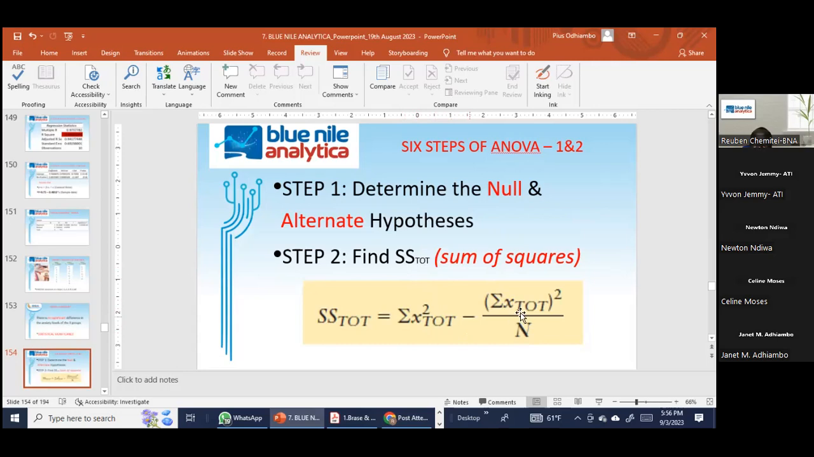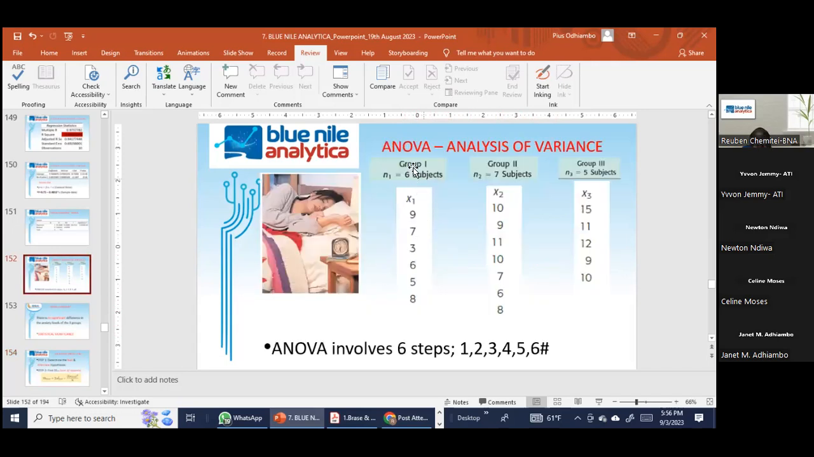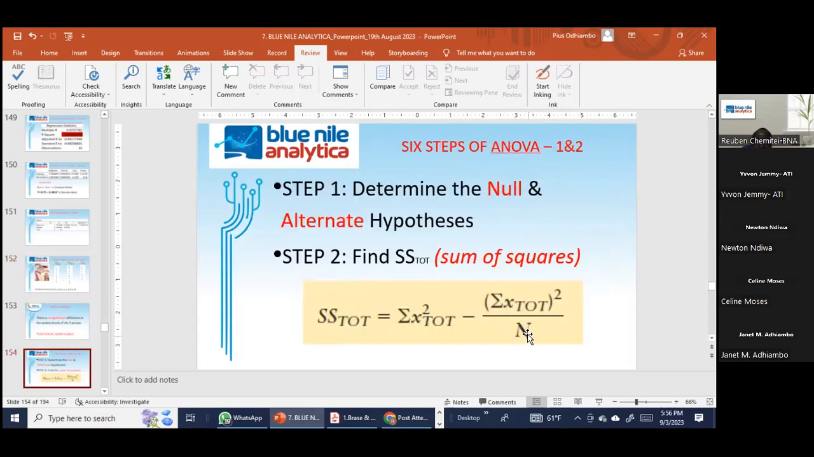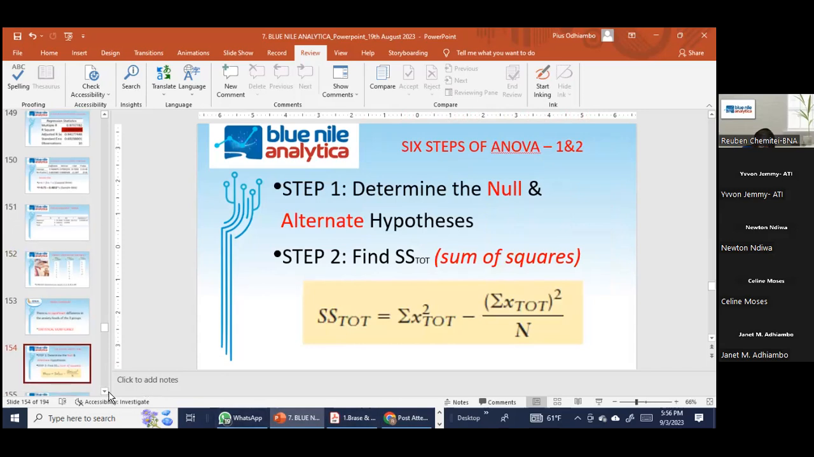You subtract the sum of the scores, which you sum first, then you square and divide by n. N is the total population. For example, what we have here: in group 1, we have 6 subjects, group 2, 7 subjects, group 3, 5 subjects. The total population is 6 plus 7 plus 5, and you'll find that our total population here is 18. So in this formula, our n is 18.